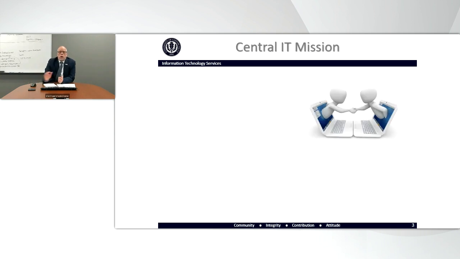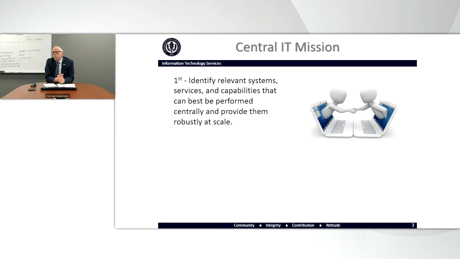So I'm going to put this part up right away. Often I'm asked, what is the role of central IT? And what is the purpose of central IT? I know that lots of people who may be participating have strong views about this, and they might look at this a certain way, but I'm going to frame this in a very specific way.